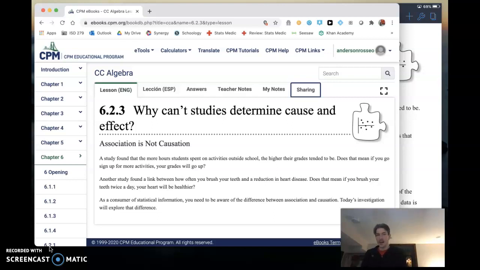Today I'm here to talk to you guys about section 6.2.3 from our CPM Common Core Algebra ebook. And we're going to investigate this question at the top of your page here. Why can't studies determine cause and effect? Some of you know outright that only a well-designed experiment can allow us to do that. But let's really do the deep dive on why association is not causation.